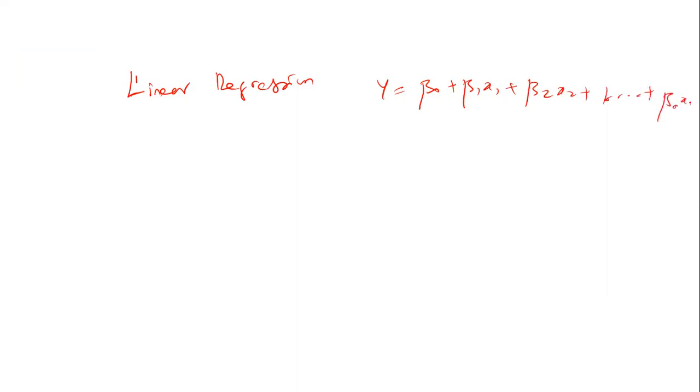So the equation for the linear regression, right? This is the one, as communicated by most of you. You are correct. Y is equivalent to beta naught plus beta 1 x1 plus beta 2 x2 plus etc. plus beta n xn. Okay.